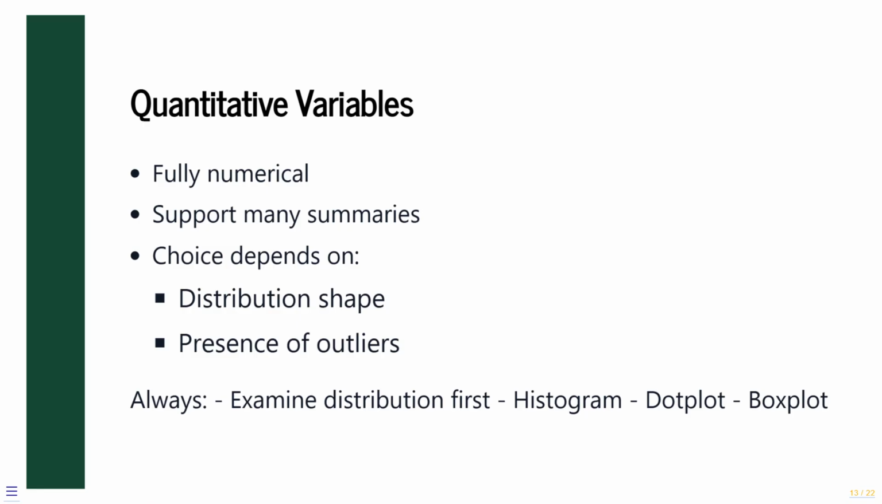Now we turn to quantitative data. Unlike categorical or ordinal variables, quantitative variables are fully numerical and support a wide range of mathematical summaries. However, even here, not all summaries are equally informative in every situation. The choice between mean and median, or between standard deviation and interquartile range, depends critically on the shape of the distribution and the presence of outliers. Before summarizing quantitative data, we should always examine the distribution using a histogram, dot plot, or box plot. That visual inspection guides our choice of summary statistics.